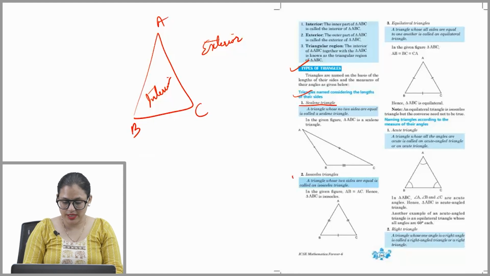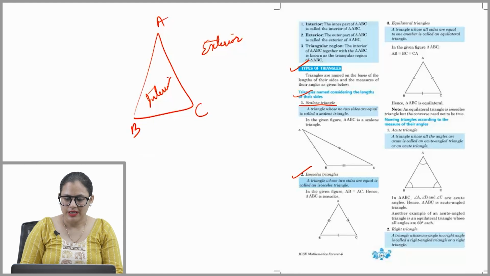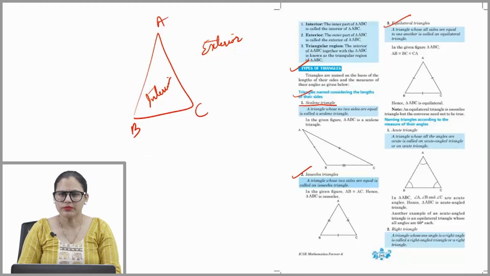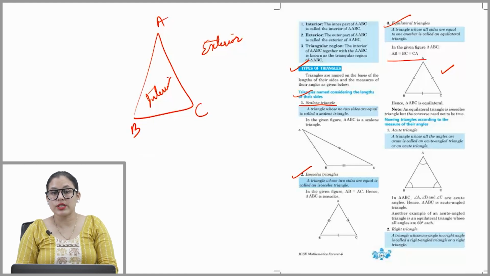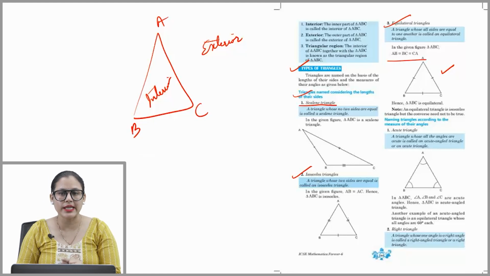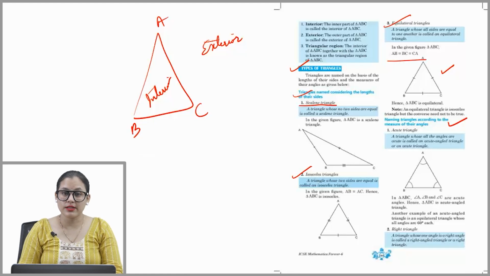Okay. Number 2, isosceles triangle. A triangle whose 2 sides are equal is called an isosceles triangle. In the given figure, as you can see, AB is equal to AC. Hence, this is an isosceles triangle, right? Number 3 is equilateral triangle. A triangle whose all sides are equal to one another is called an equilateral triangle. For example, triangle ABC, this one. AB is equal to BC is equal to CA. 3 sides are equal to each other, okay? So, this is an equilateral triangle. Note, an equilateral triangle is an isosceles triangle, but the converse need not be true, okay? Now, naming triangles according to the measure of their angles.